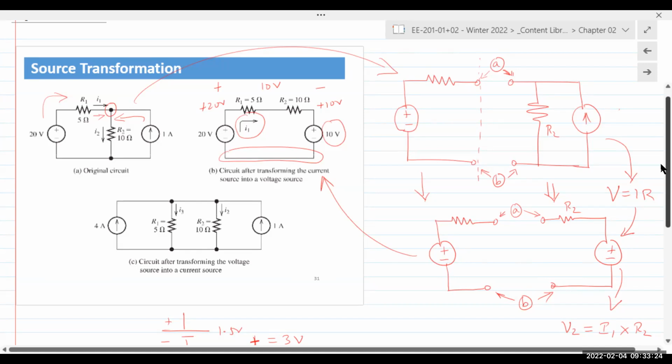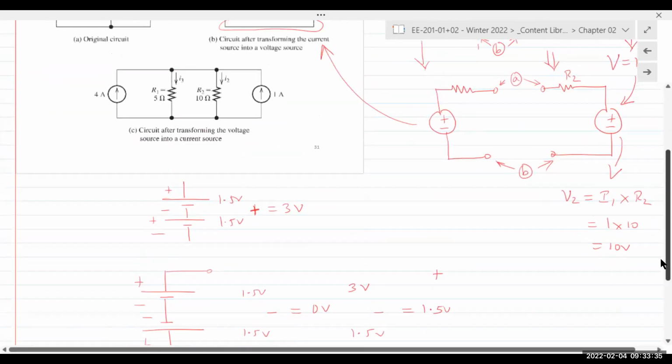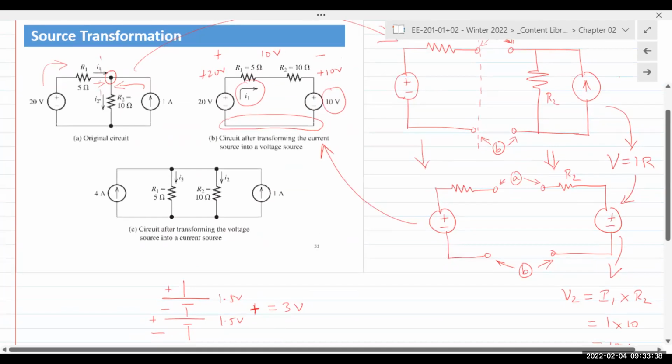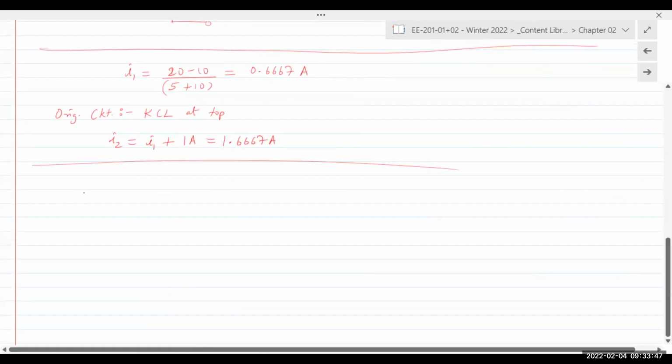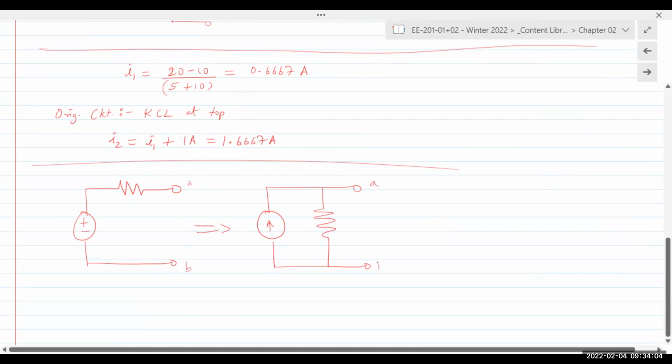Okay, circuit C is the exact same thing, except now we are transforming the left side of the circuit, meaning we are transforming the voltage source. When you transform the voltage source, we're again breaking the circuit right down the middle. This is A, this is B. Once you break it, that voltage source is transformed into a current source in parallel with a resistor. This is A, B, A, B.